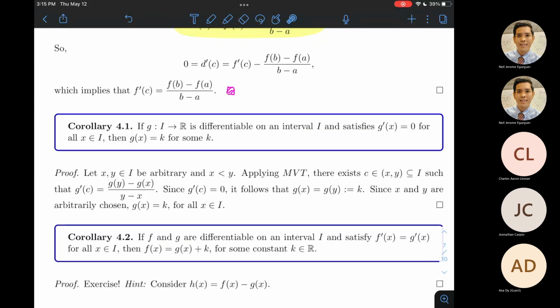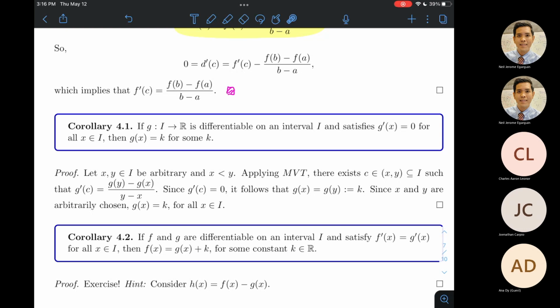One of them is Corollary 4.1, which is basically the converse of what we have accidentally proven kanina. Na-prove natin na ang derivative ng isang constant function ay laging equal kay 0. Now, it's nice to ask, hindi ba pwedeng gawin nating if and only if yun? Baka naman totoo rin yung converse. Kasi na-prove natin ay constant function implies zero derivative.